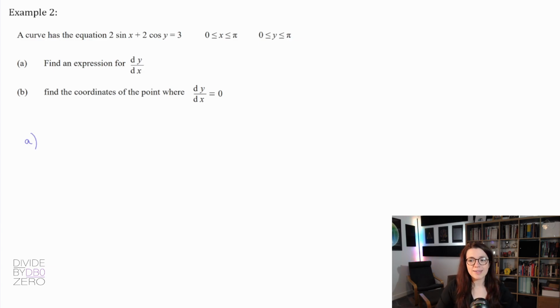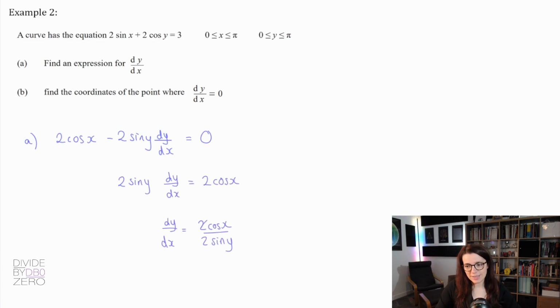So if we jump straight into differentiating this, 2 sin x would differentiate to 2 cos x, and then 2 cos y would differentiate to be minus 2 sin y. And then because this is implicit differentiation and we're differentiating y, we have to times that term by dy/dx. Differentiating 3 gives us 0 on that side. We then just rearrange to make dy/dx the subject. When you do that, you get this. 2's cancel, you're just left with cos x over sin y.